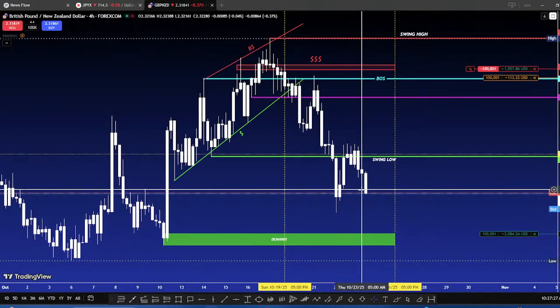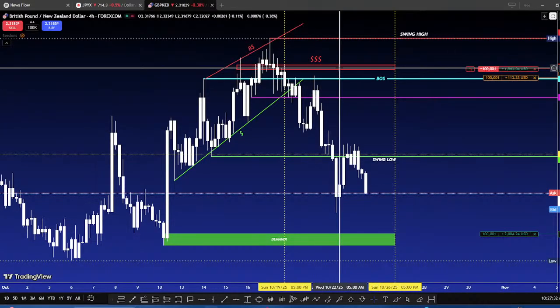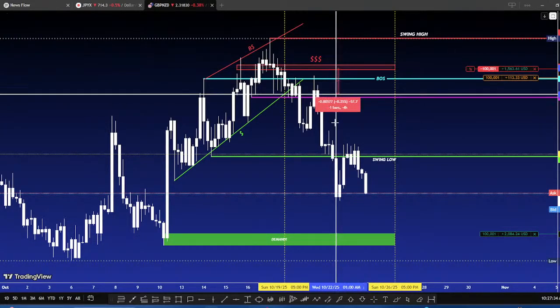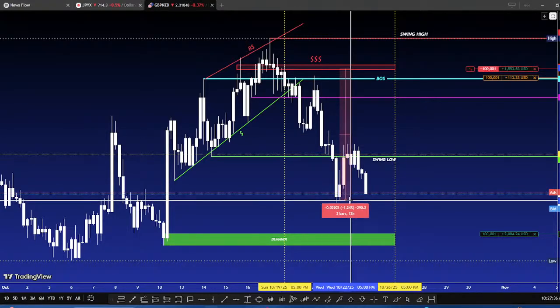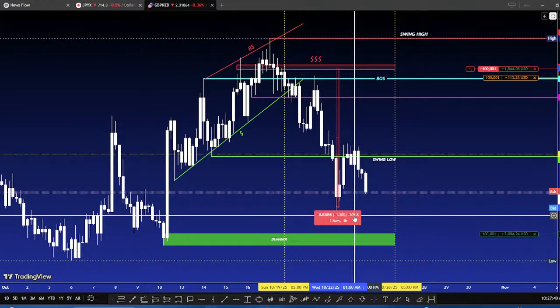This is my Pound New Zealand. It's finally going to make that last push down to go and hit my TP. And this was such a huge major play, right? Like I said, all it takes is one. So it got down as low as 305, all the way live.